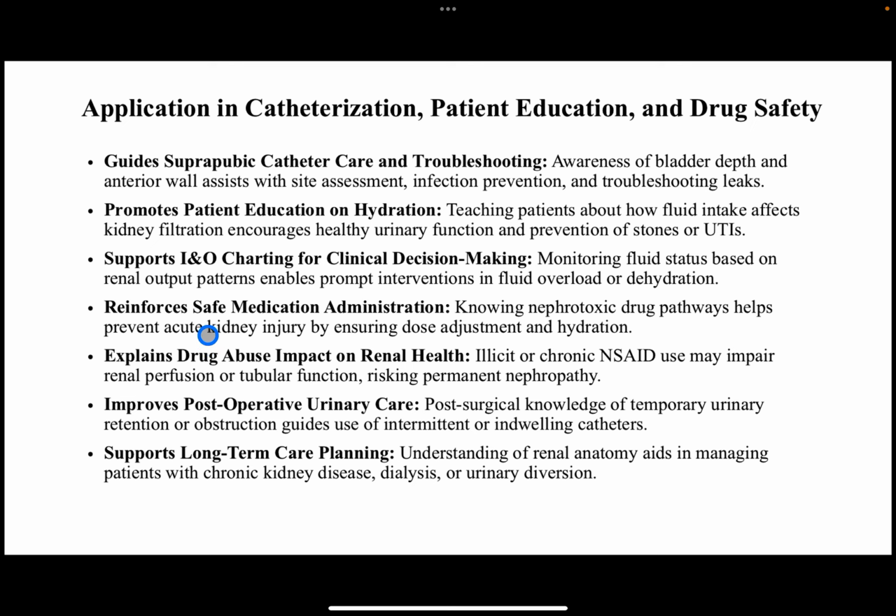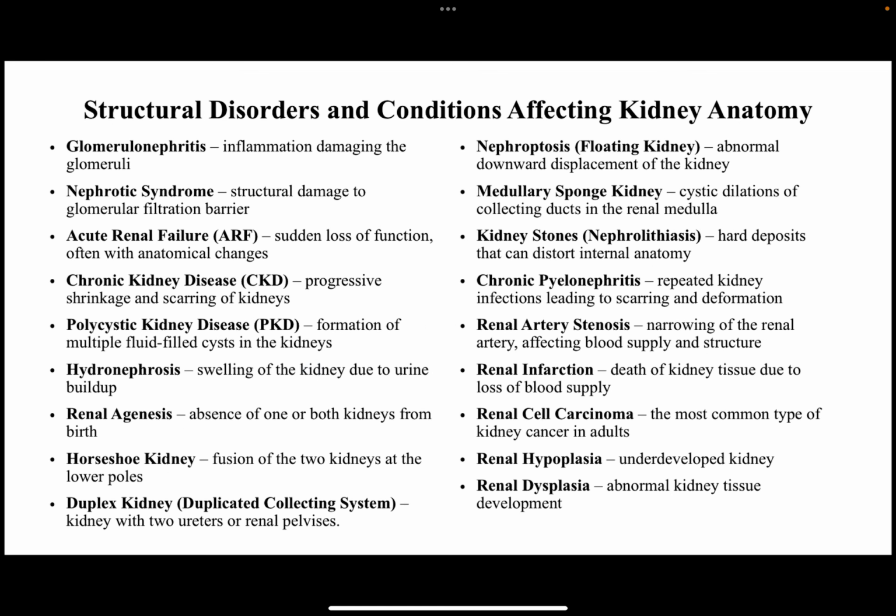Okay, good. And then it will also help you to improve on your postoperative urinary care, especially when you are dealing with post-op cases, patients on indwelling catheters and all that. It will help you to appreciate the care, help you in monitoring intake and output and making some clinical decisions with intake and output. Is that okay? It will also help you to appreciate the reason why in some patients you may have to encourage the need for adequate hydration. Good. So basically that is it for the urinary system.